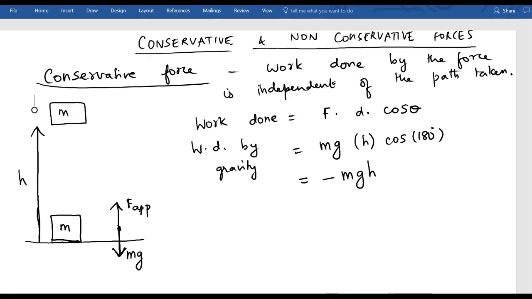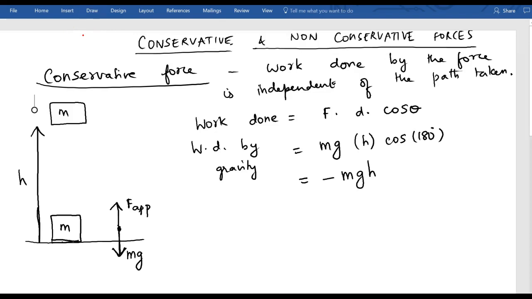Notice also that at the same time, the applied force does an equal amount of positive work because the applied force is in the same direction as the displacement. But we want to look at the work done by gravity, which is equal to negative mgh. If gravity is a conservative force, it shouldn't matter how I take the object from this position to this position. I might take it straight up or I might take it down a winded path, but the work done should still be the same. Is it? Let us find out.